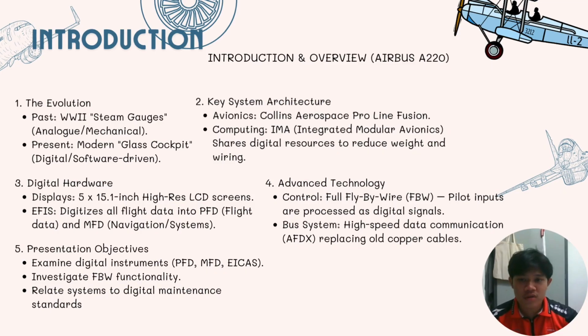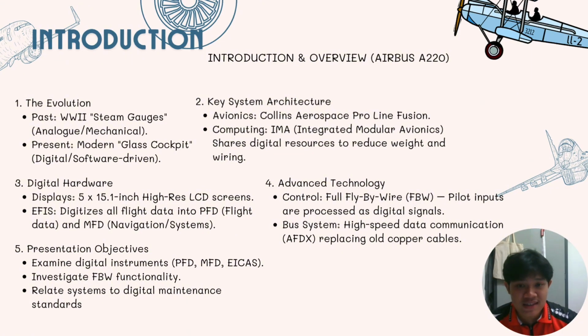Now we're going to go to the introduction and the overview of the Airbus A220. Okay, the first one is the evolution. The past: World War II steam gauge, analog, mechanical. And the second one is the present: modern glass cockpit, digital, software driven. So in this video, we're going to talk about the evolution of the Airbus A220, for example the glass cockpit and others.